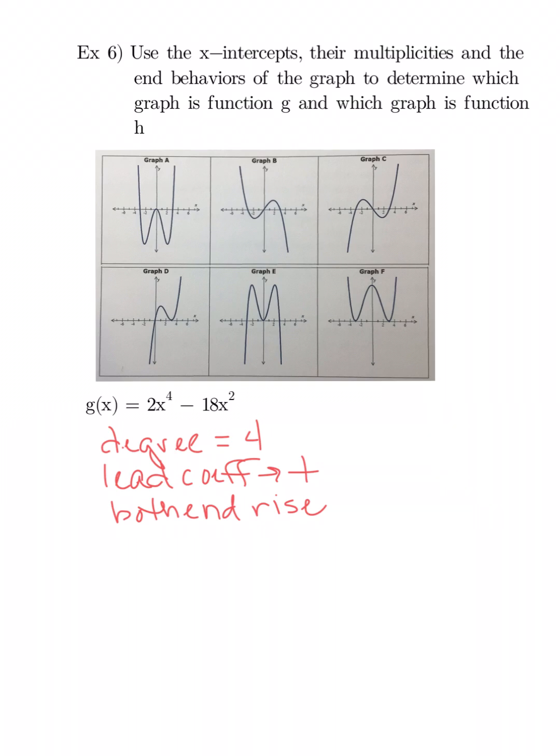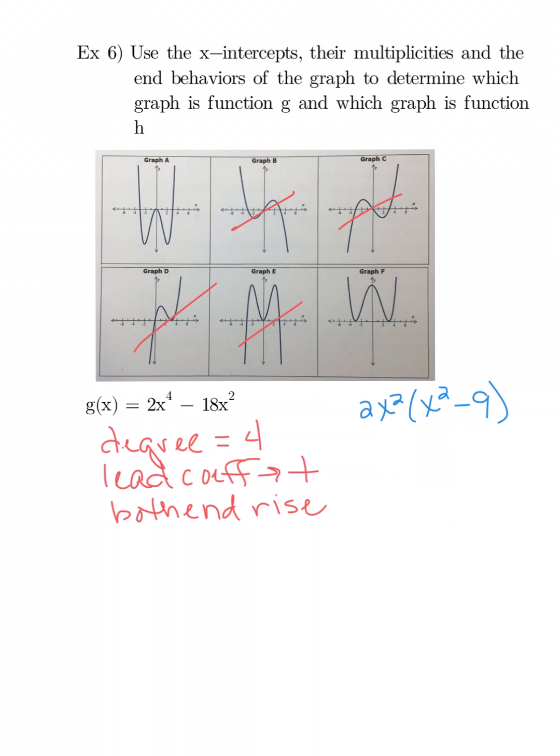So by having that information, we can automatically cut out this graph, this graph, this graph, and this graph. Now we need to find the zeros or the x-intercepts of this by factoring this function. I'm going to pull out 2 and x squared because that's a common factor. If I take 2x to the 4th divided by 2x squared, I'm left with x squared. Negative 18x squared divided by 2x squared leaves me with minus 9.